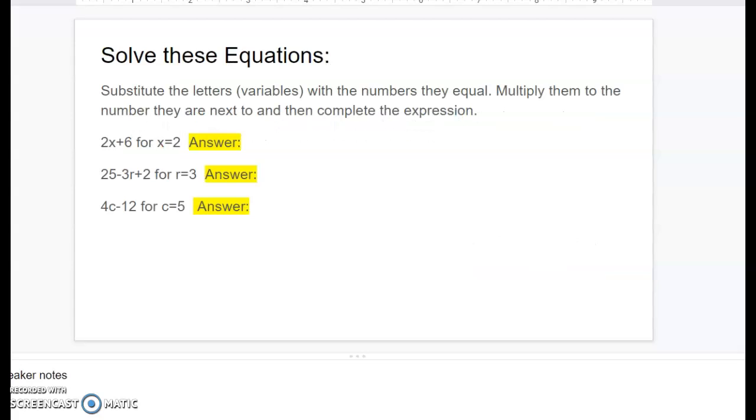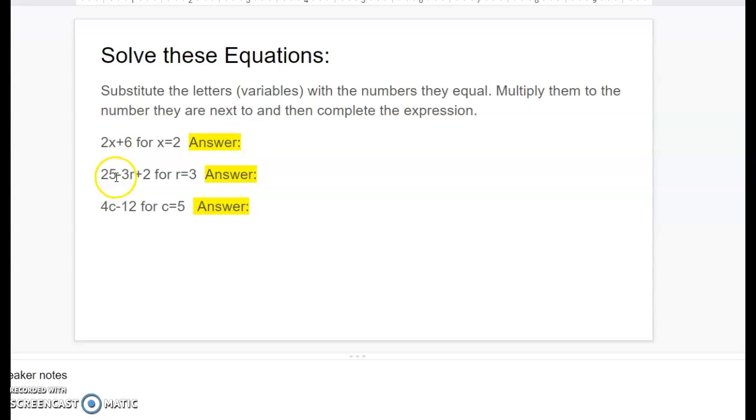Solve these equations. Substitute the letters or variables with the numbers they equal. Multiply them to the number they are next to and then complete the expression. So 2 times x plus 6. Remember, when the letter or variable is next to a number, you are multiplying it. So it would be 2 times x. X equals 2. So it'd be 2 times 2 plus 6.